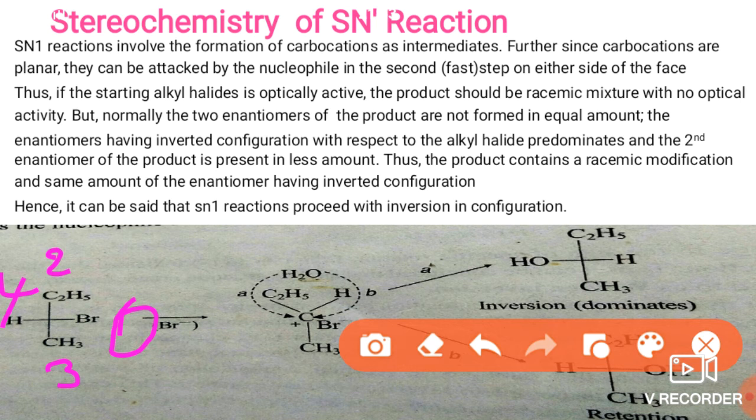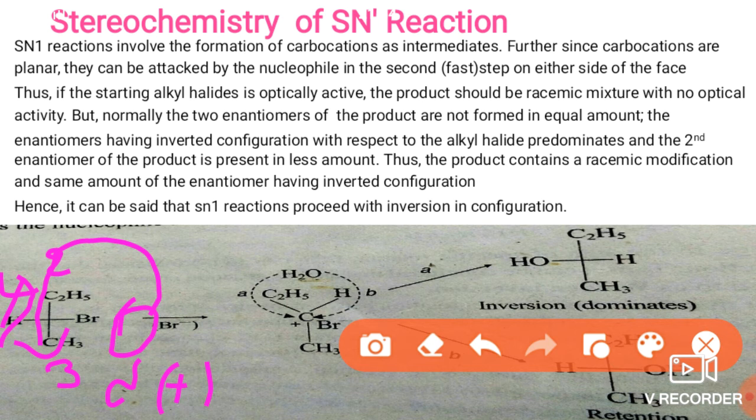Here the least priority group is always kept away from the viewer in determining the configuration. Here the configuration is dextrorotatory tertiary butyl bromide, indicated by small d and a positive sign, and the direction is clockwise. So it is optically active in nature. But the product should be a racemic mixture with no optical activity, because the nucleophile attacks the front side as well as the back side.